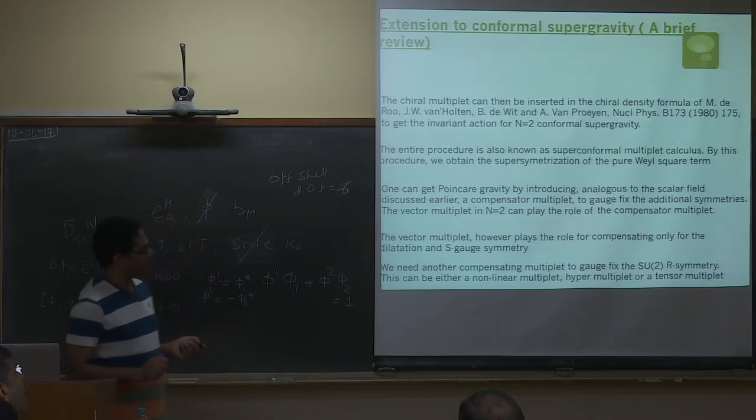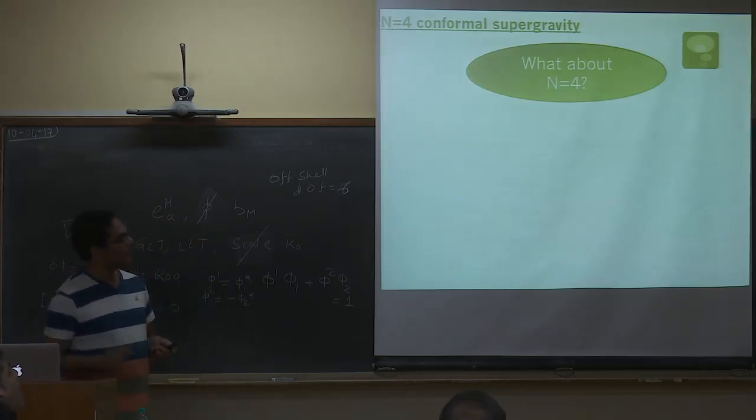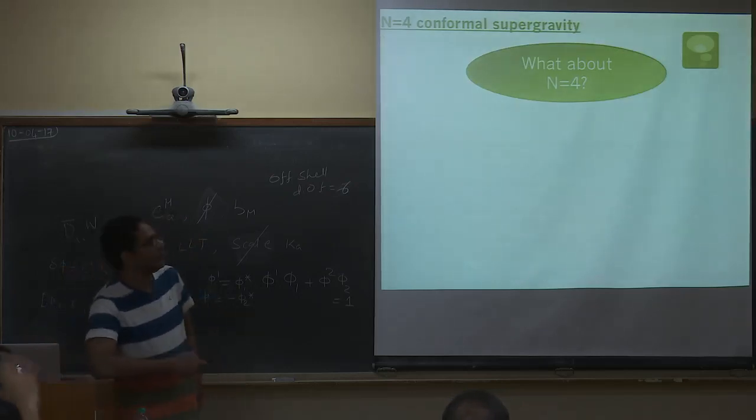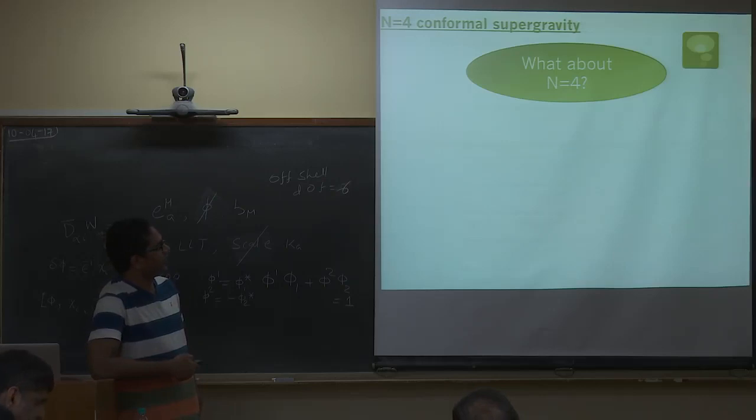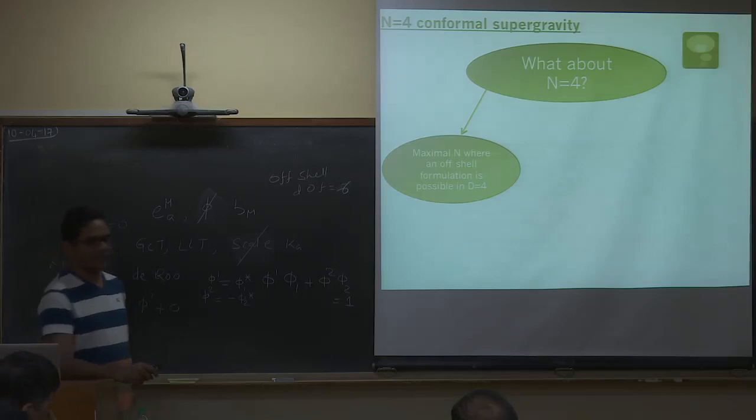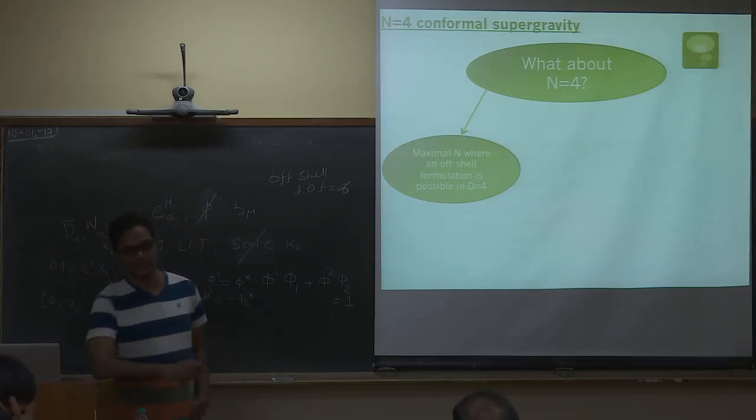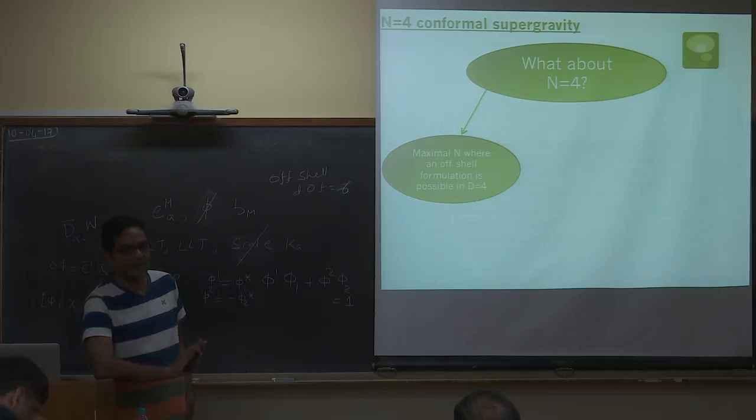Okay, so now let me move to N equal to 4. What I discussed in the previous slide was how to do this in N equal to 2. N equal to 4 is interesting because it's the maximal N in 4 dimensions where an off-shell formulation is possible. In N equal to 8, you don't have an off-shell formulation. In N equal to 4, the Weyl multiplet is still realized off-shell. The vector multiplets are realized on-shell, but at least you have the Weyl multiplet realized off-shell.